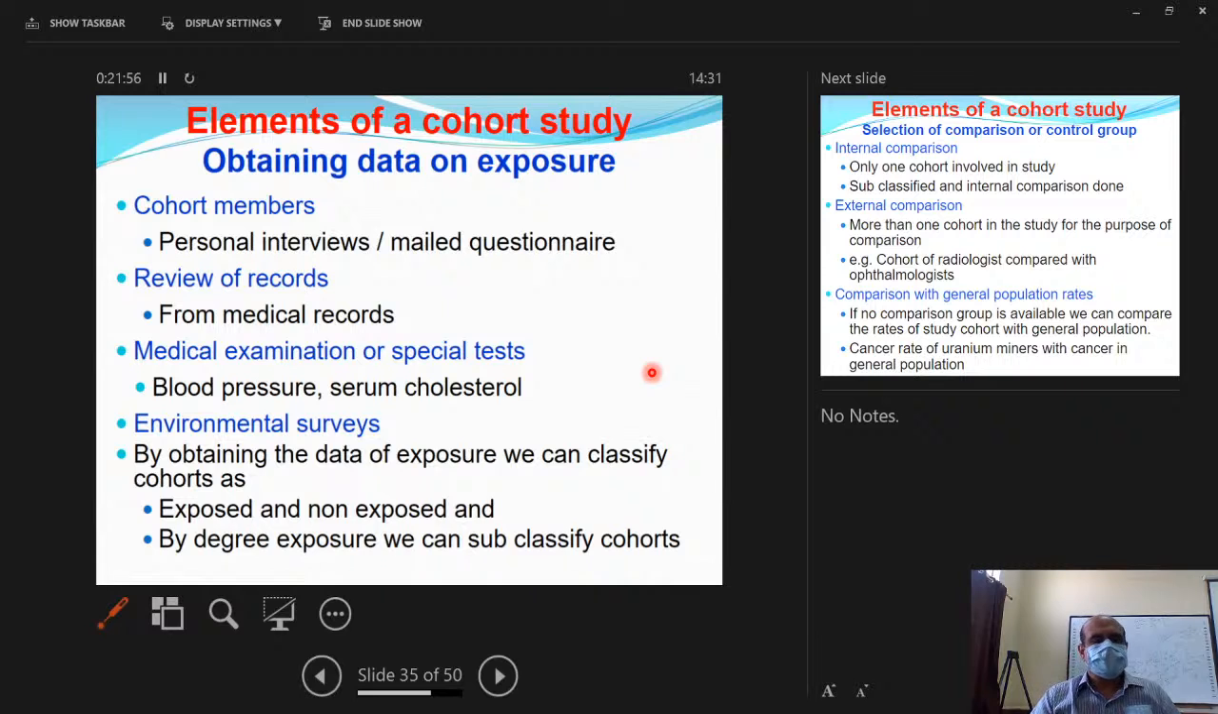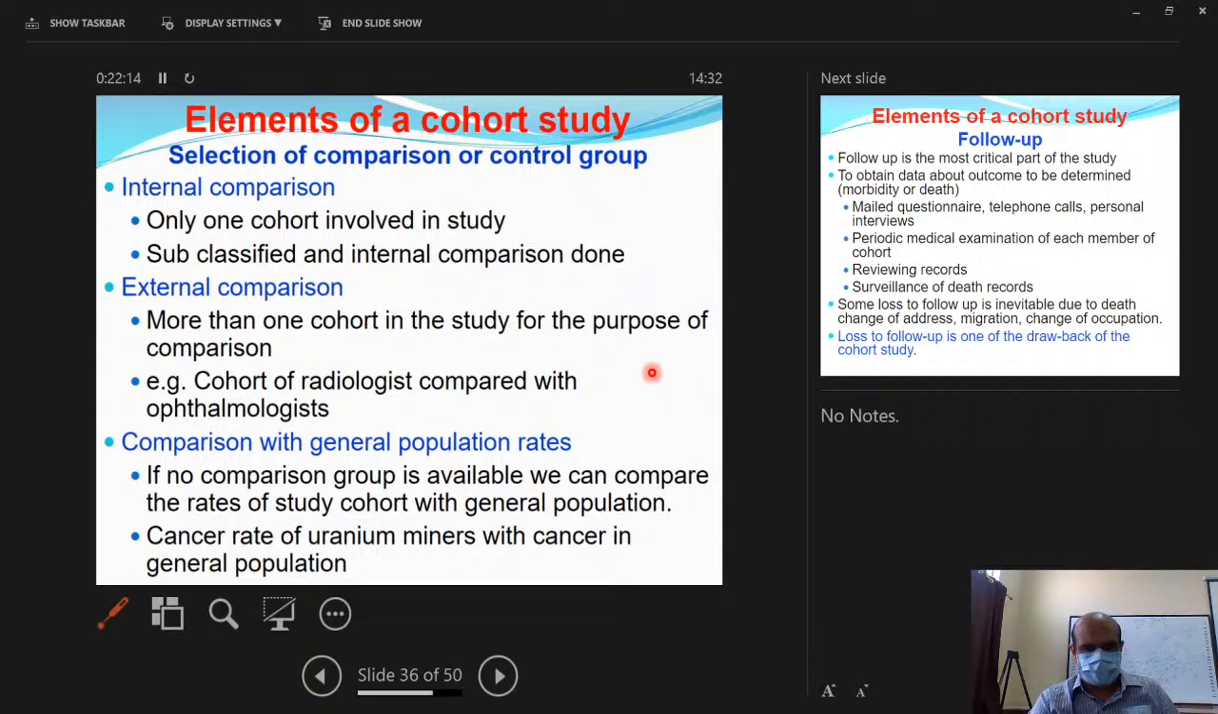So, obtaining data for exposure, I'll be quick in reading the headings right now, not going into the details. Cohort members, review of records, then medical examination or special tests or environmental surveys we can do. Right? These are the examples above. So you can do internal comparison, external comparison, or comparison with the general population rate.